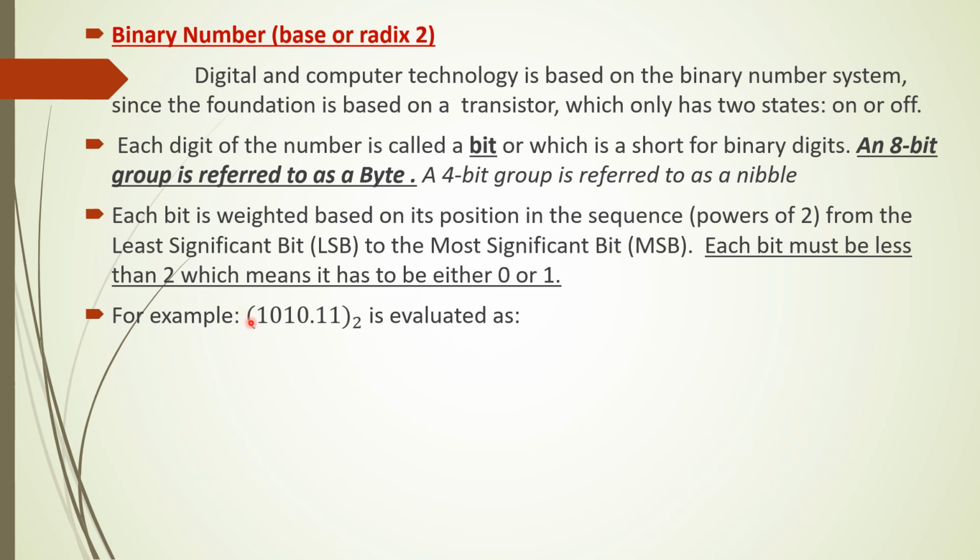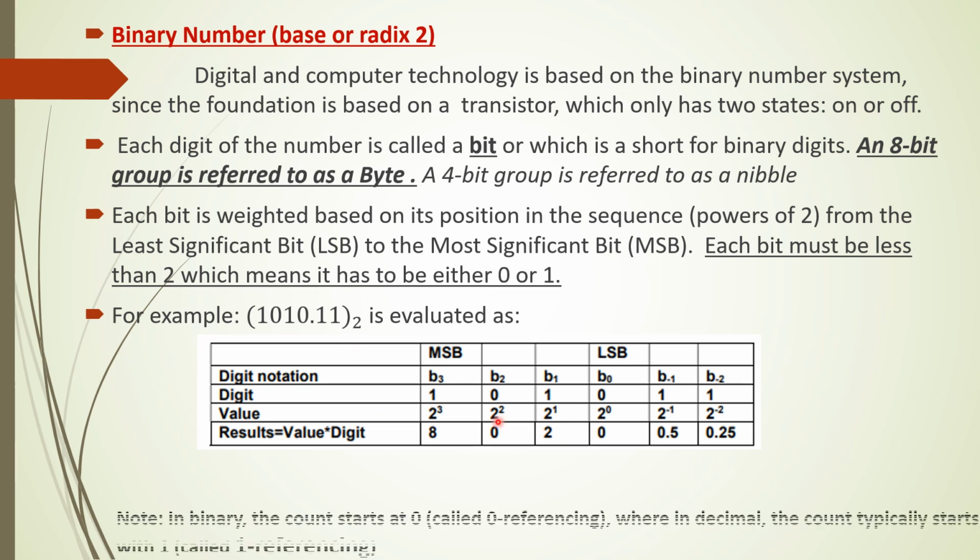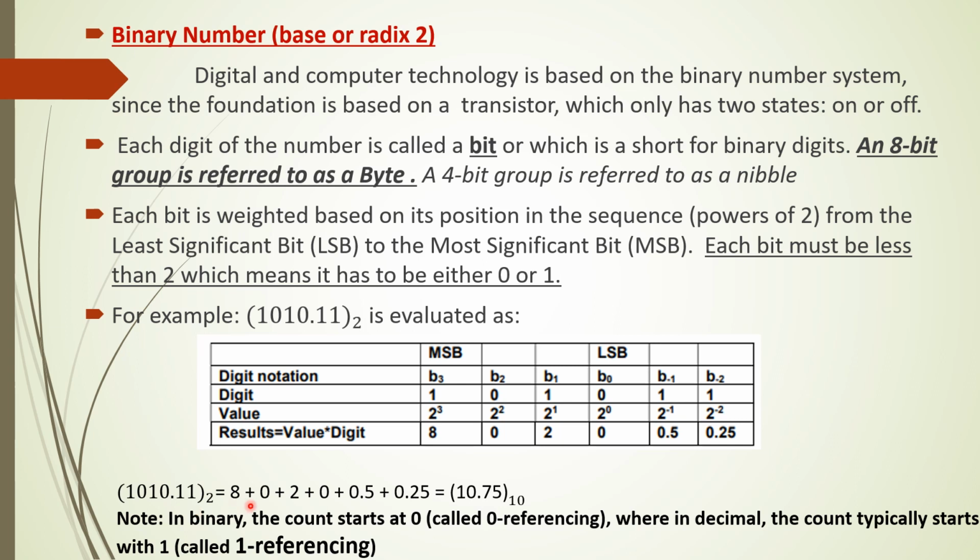We are going to evaluate 1010.11 here. Let's see the evaluation. This number is 8 plus 0 plus 2, and the number is 10.75 in decimal. So from this information I get this information. This is the conversion of a binary number to a decimal number.